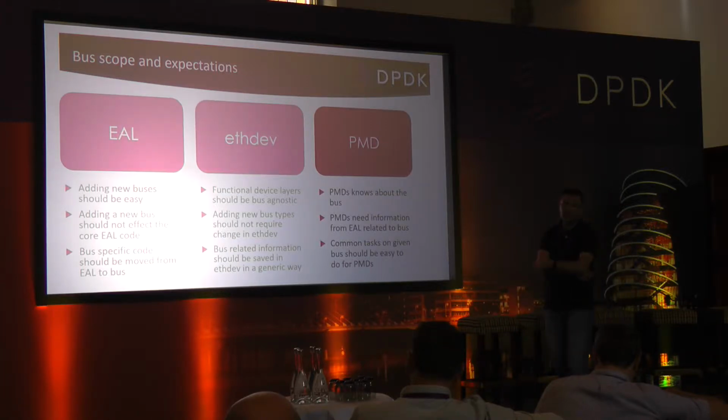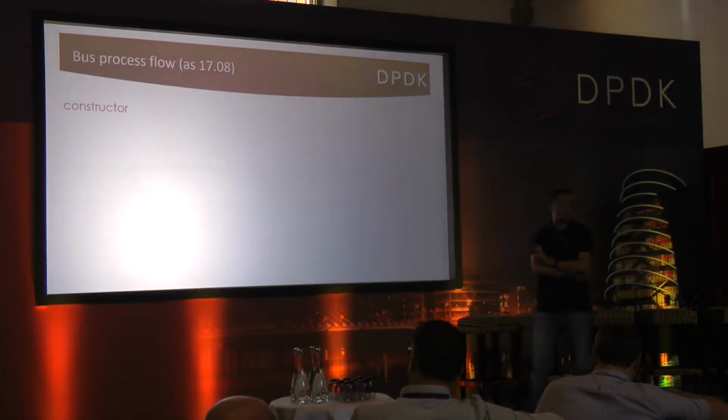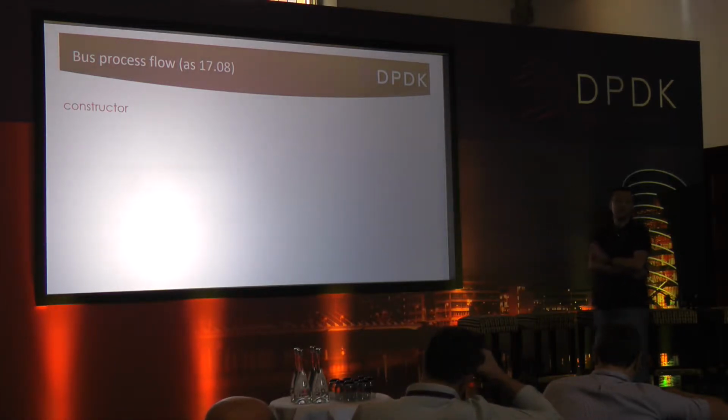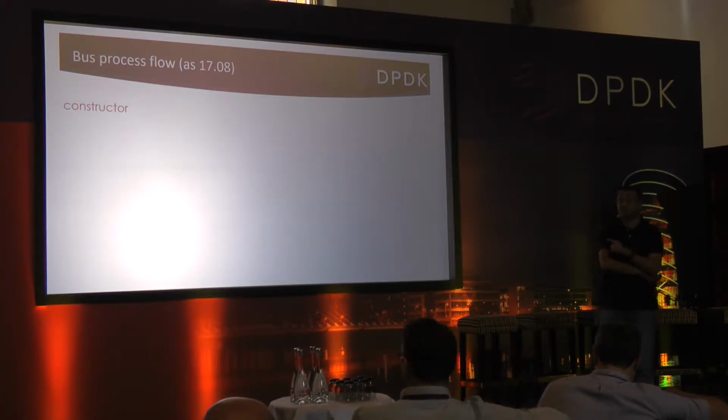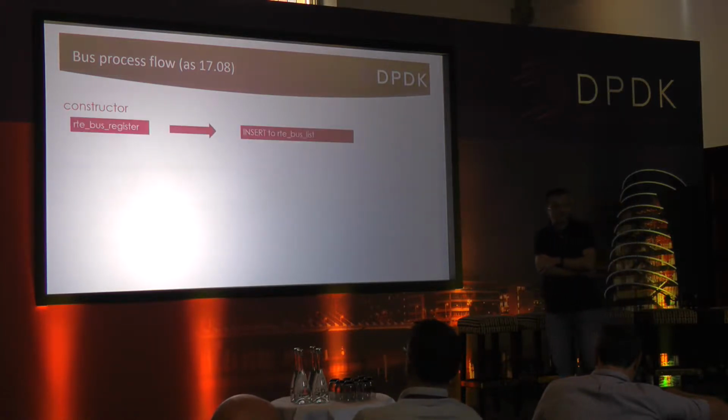And helper functions we mentioned already. So currently, after all those implementations, as of 17.08, the bus process flow is like this. At constructor level, each bus registers itself, and that is kept in a global list, rte_bus_list.